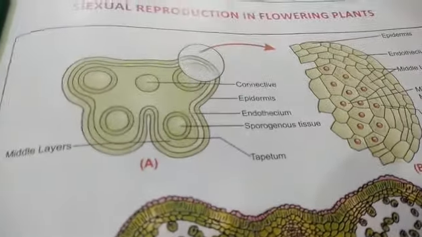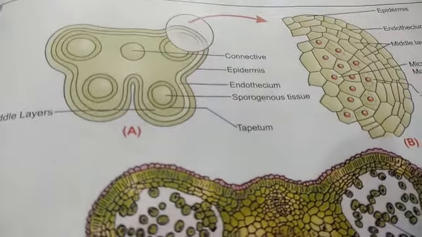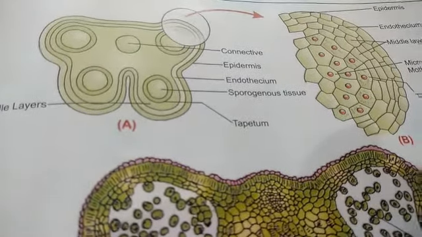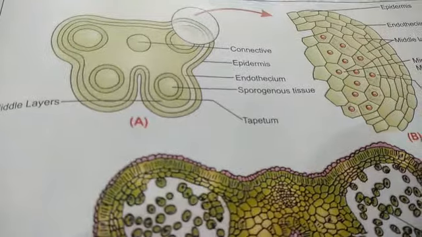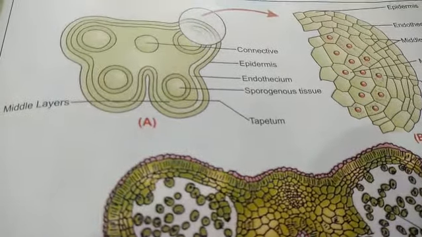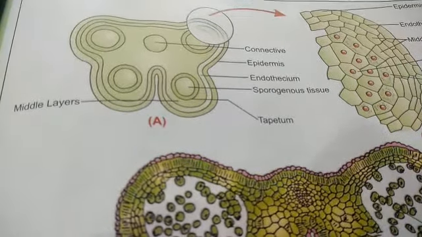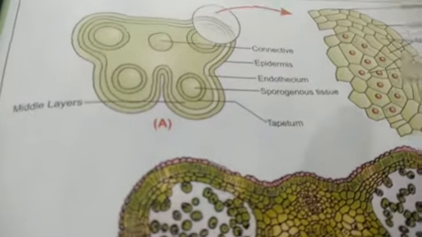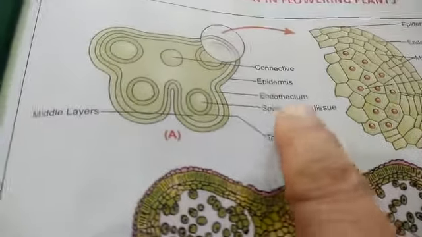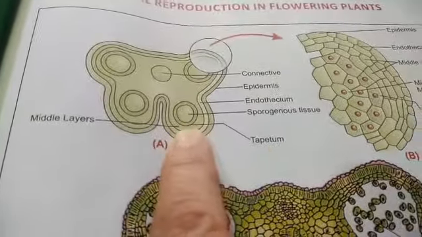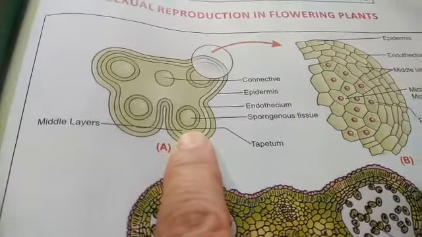Just see this diagram. You can see it and it will be understood. Outer four layers are there. Epidermis, endothecium layer, then middle layer, and the innermost layer you can see is the tapetum. It provides nourishment to the developing pollen grains.